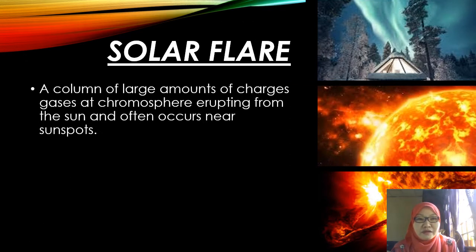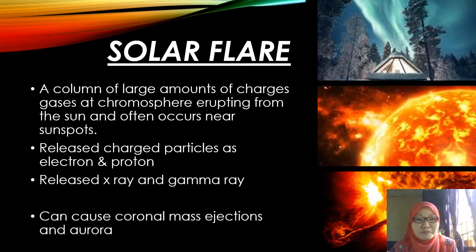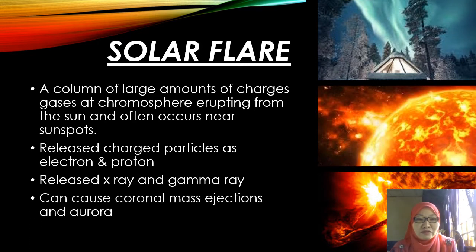A solar flare is a column of large amounts of charged gases at the chromosphere erupting from the sun and often occurring near sunspots. It releases charged particles such as electrons and protons. It also releases X-rays and gamma rays. Solar flares can cause coronal mass ejections and aurora.